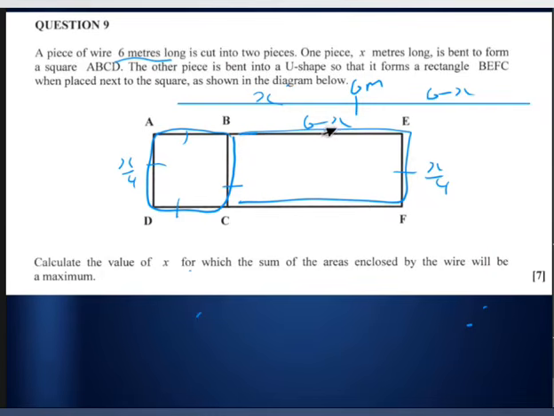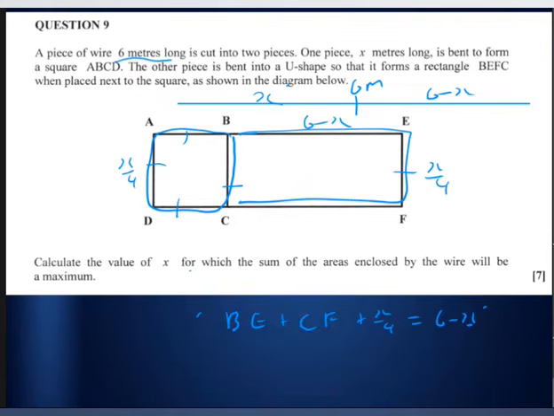This 6 minus x is actually not for this length, right? It's for the total. So how can we get this length and this length? Well, it's not going to be hard. Let me show you something. So we know that BE plus CF plus x over 4 is equal to 6 minus x, because the whole length is 6 minus x.